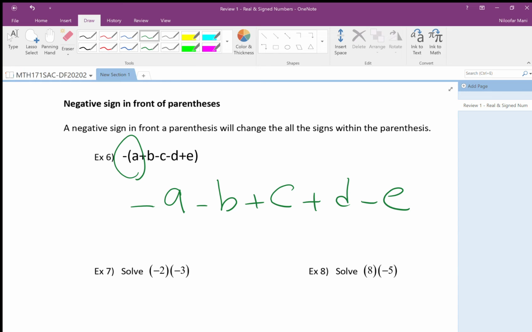Okay, so how about this one? You have minus, of course you have 2 multiplied by 3, which is 6. I know you can use your calculator as well for these. But you have 2 minuses. So it's an even number, so it is 6. But here you have an odd number, which is -40.